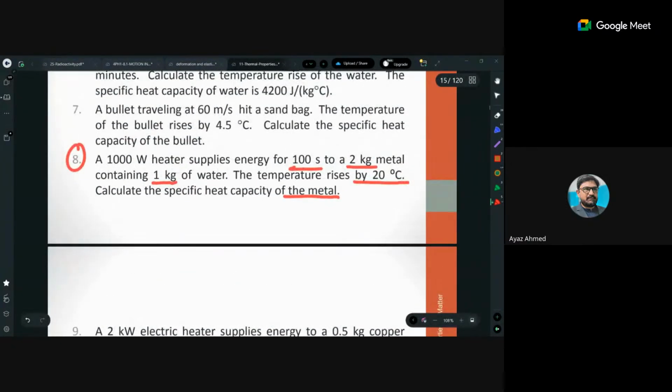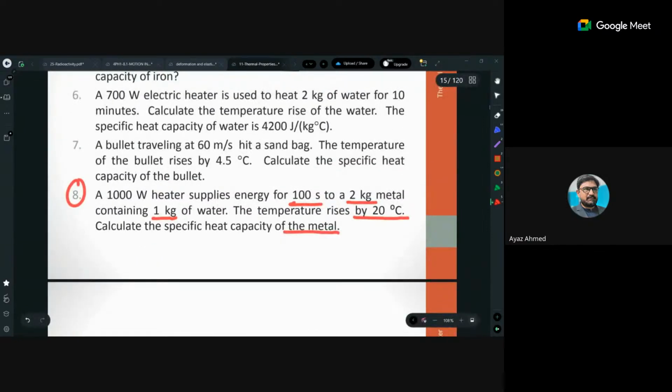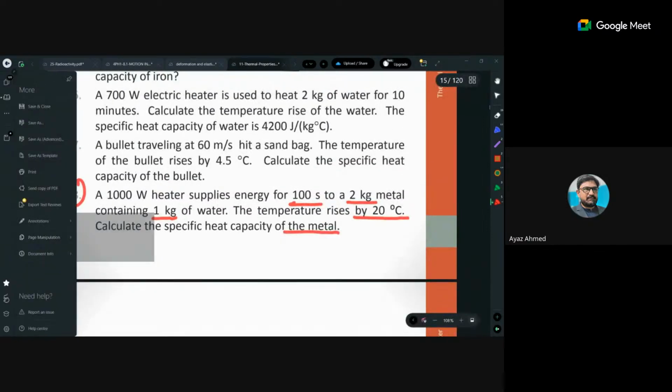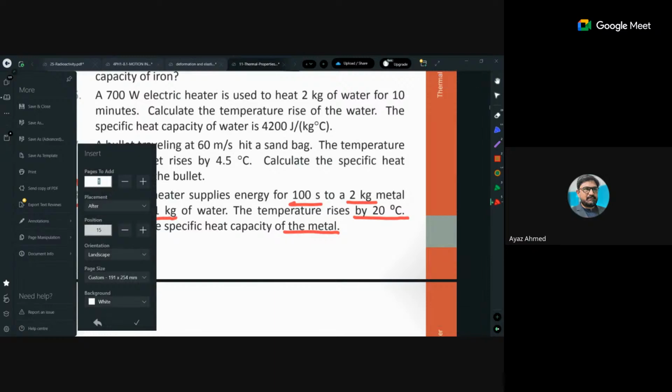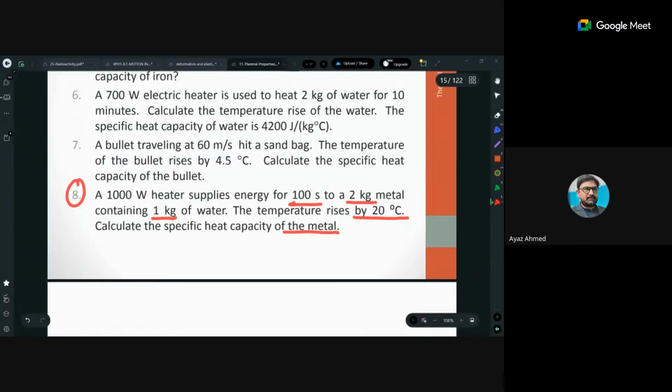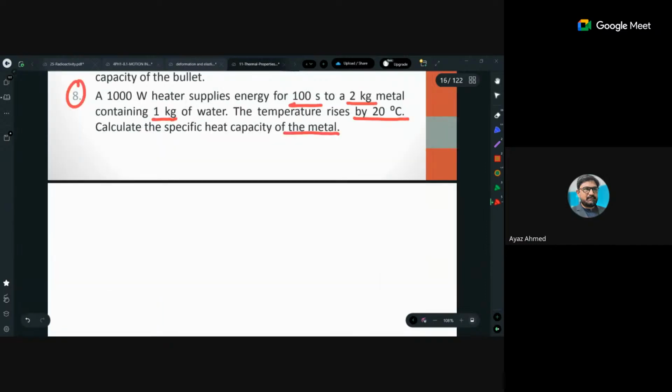Okay, this is again a horrible question. I need 2 pages to solve it. Check this one out. There is information given to you in the previous question: here this is the power of the heater. What is the power of the heater? Power is given to you, that is 1000 watt. What is time? Time is 100 seconds.